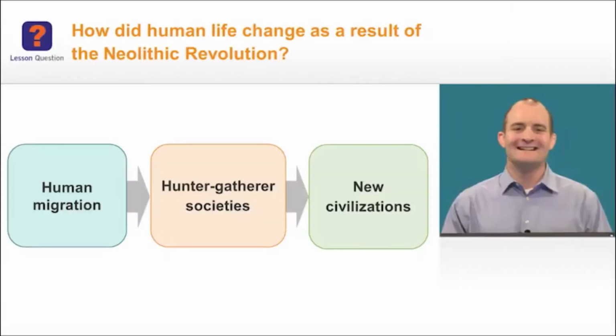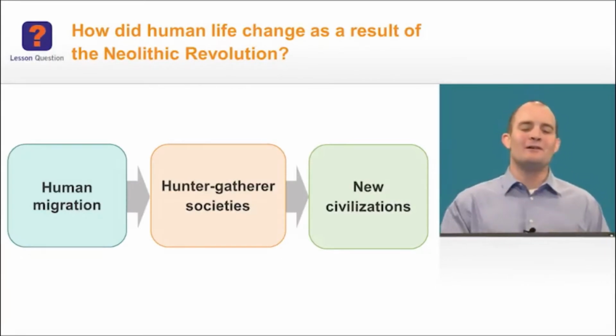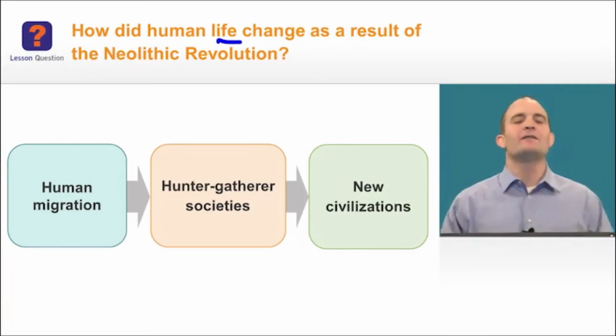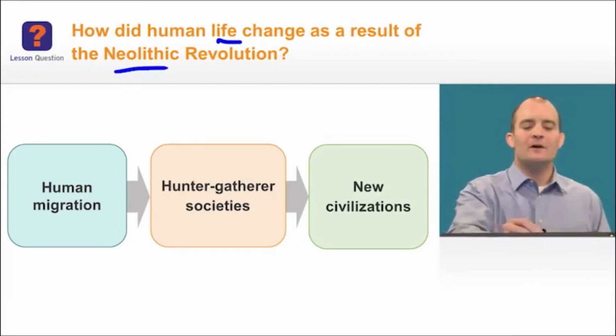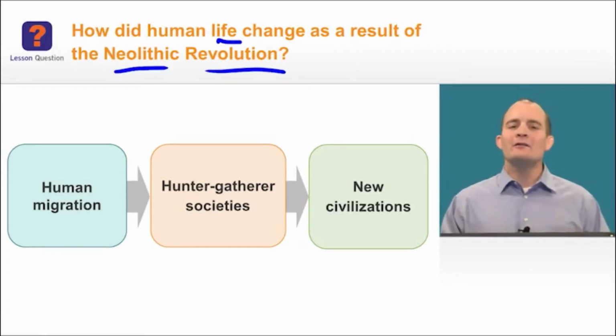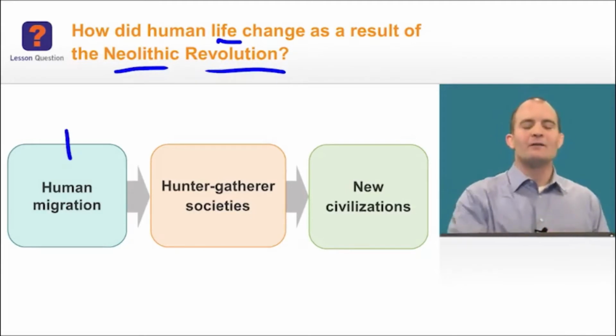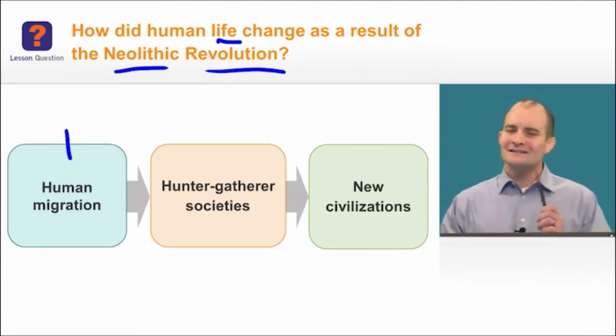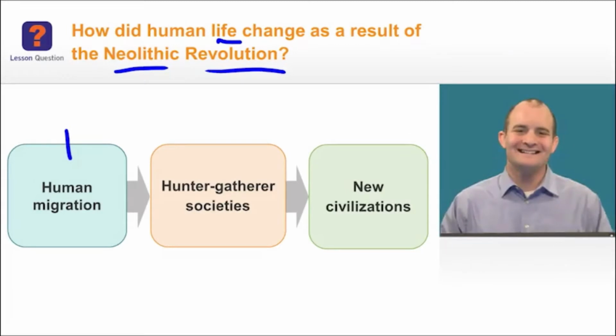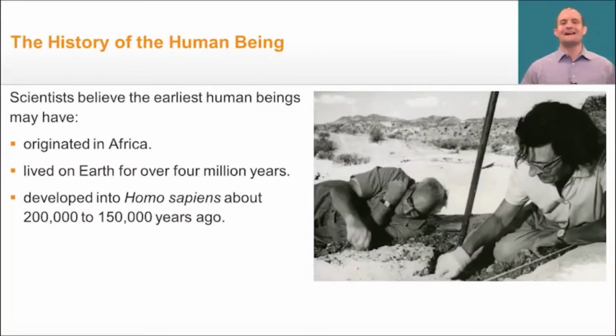All right, scholars, go ahead and take a look at the top of the screen and you will see the lesson question. It says, how did human life change as a result of the Neolithic Revolution? Well, to begin to answer that question, this first part is going to focus on human migration. So let's go ahead and get started with this first part. Now, many scientists, such as anthropologists who study human cultures and archaeologists who study human artifacts, believe that the earliest human beings may have originated in Africa. Well, why do they think that?